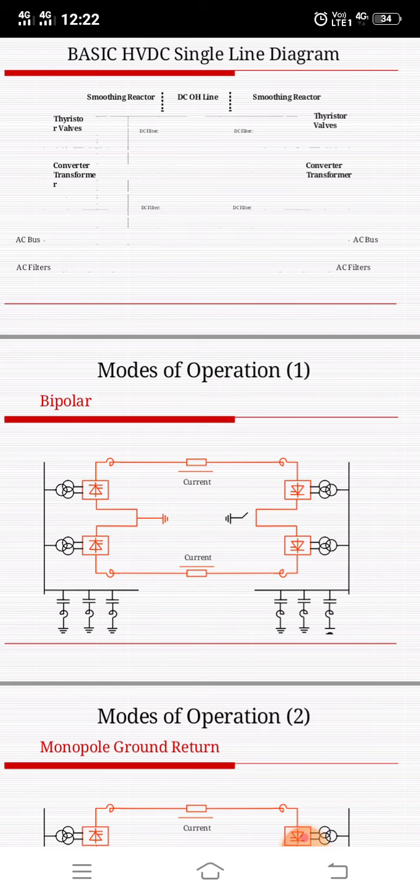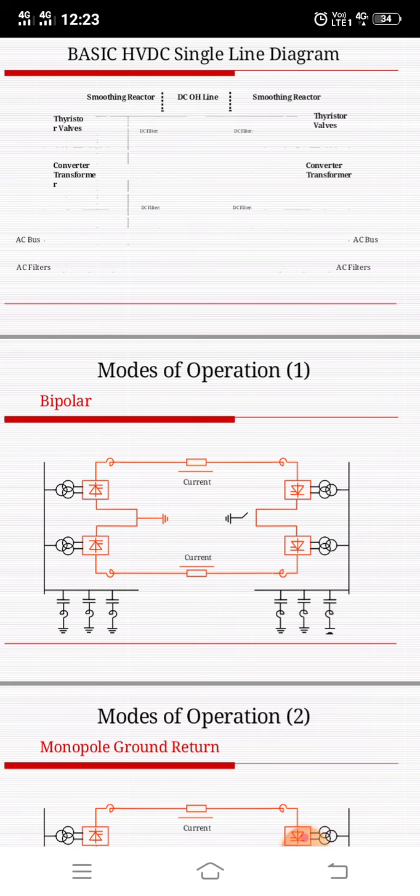This bipolar long distance transmission has some sub-classifications. One is bipole with ground return path. Second is bipole with dedicated metallic return path for monopolar operation. Third one is bipole without dedicated return path for monopolar operation.